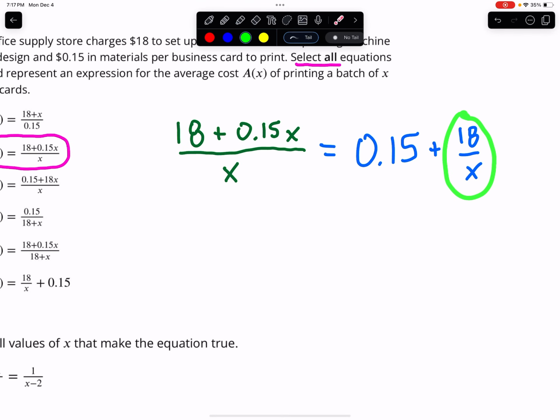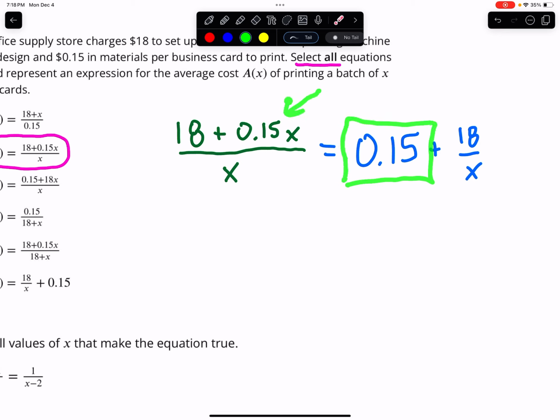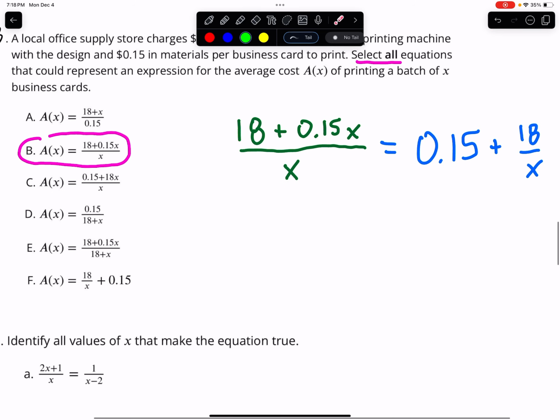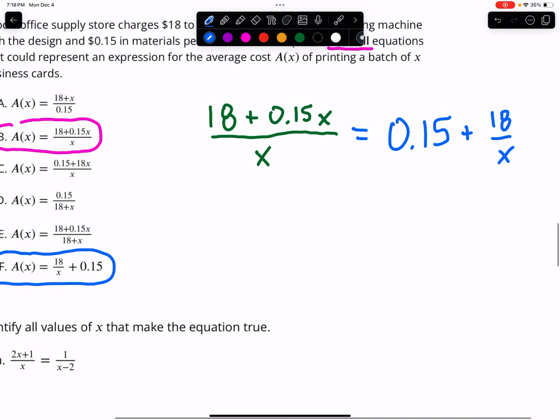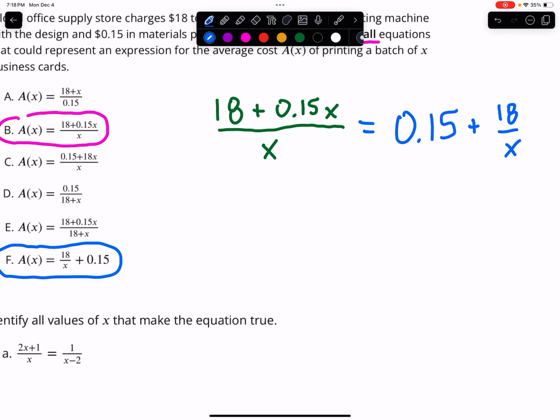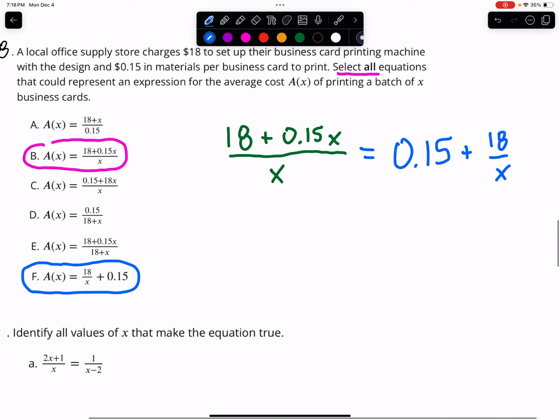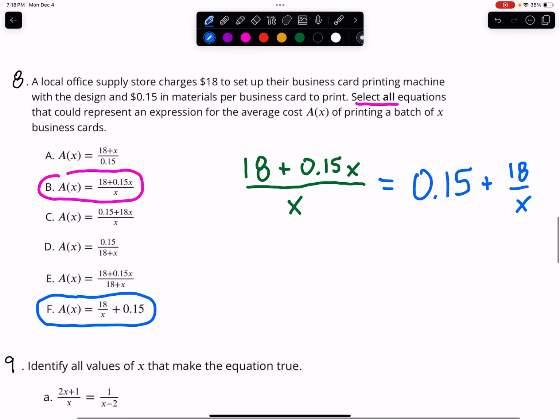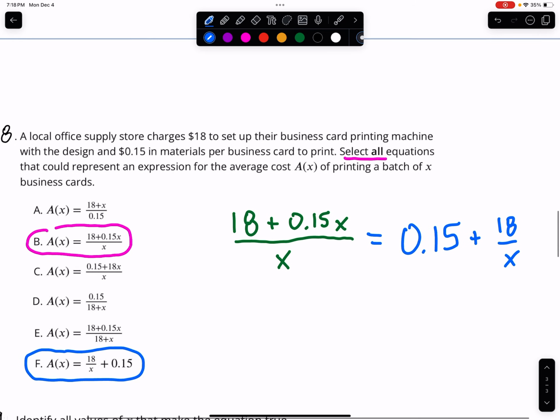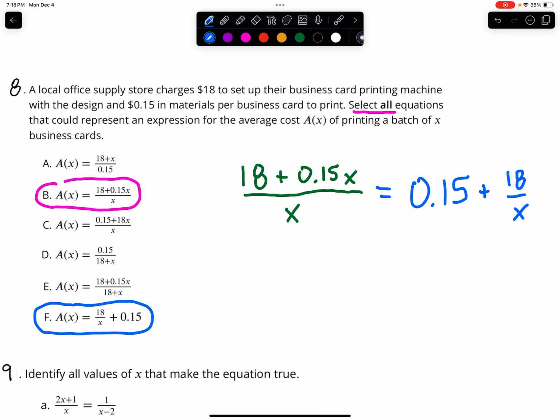We got this pizza we're slicing into 1,000, a million slices. Our price per card is going to get closer and closer to that 15 cents that we're paying for each card. So where's that one at? It's right here. Looks like F down here. So we got these two answers. 18 over X plus 0.15. The cost of these business cards, you could say the end behavior is approaching 15 cents as X gets larger and larger.